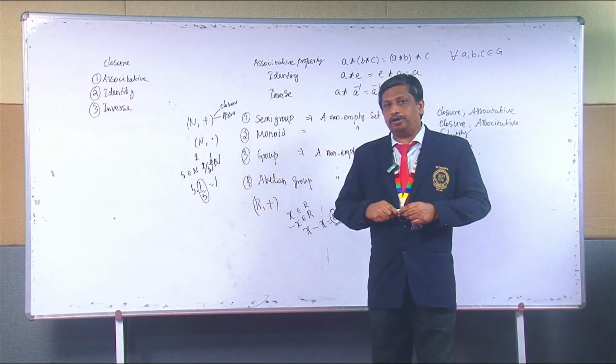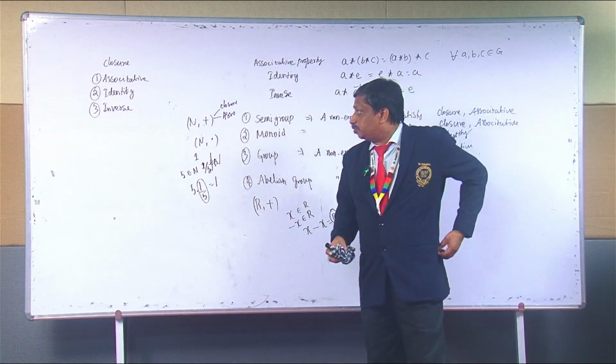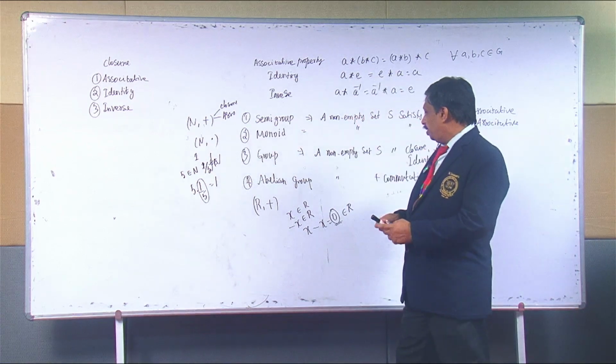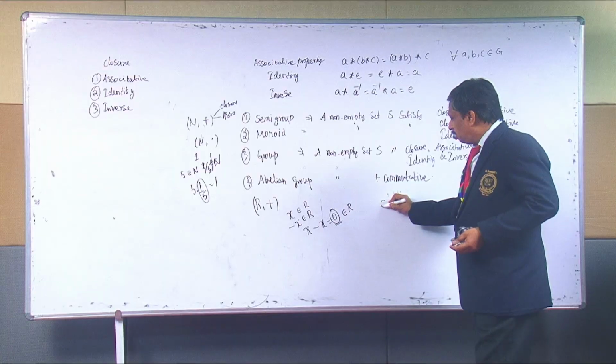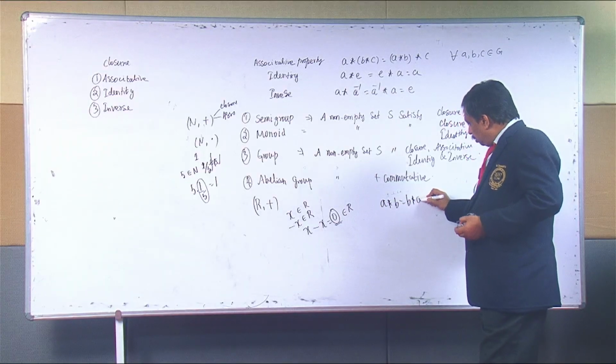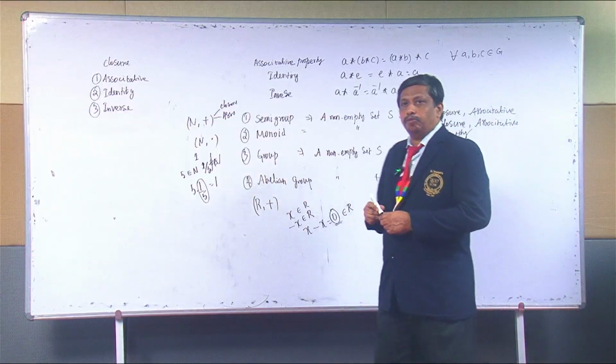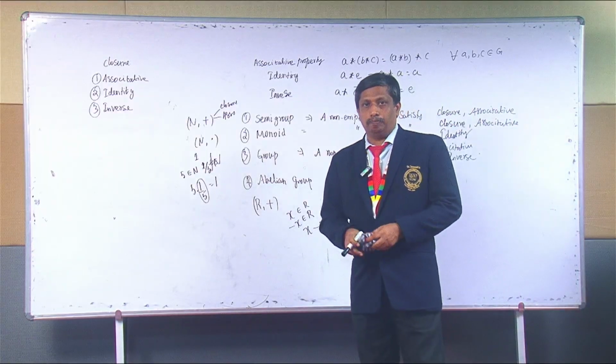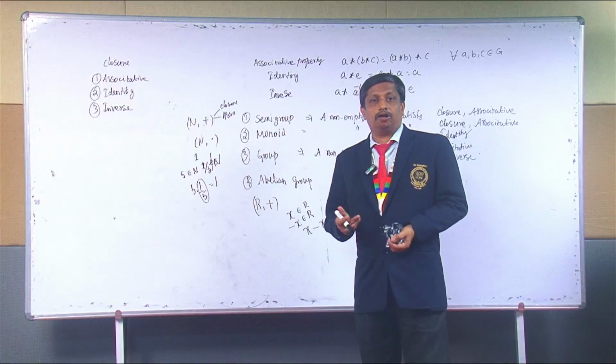Okay, what is an abelian group? An abelian group means it satisfies the commutative property. The commutative property is nothing but a star b equals b star a. Now we will see some more explanation about groups, some important properties and problems on groups.